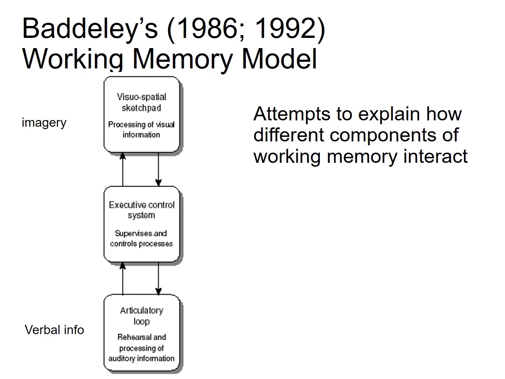There is the executive control system, which supervises and controls processes, but there's also an articulatory loop that handles the verbal information that happens during rehearsal and when you process auditory information. And then there's also the visual spatial sketchpad, which processes visual information, including visual imagery. Support for the model has come not only from experiments working with healthy participants, but also those who have sustained brain damage. That's all for now.